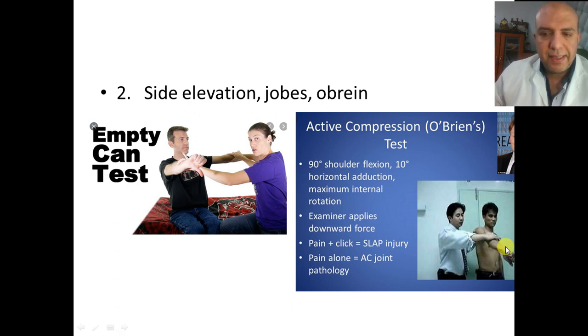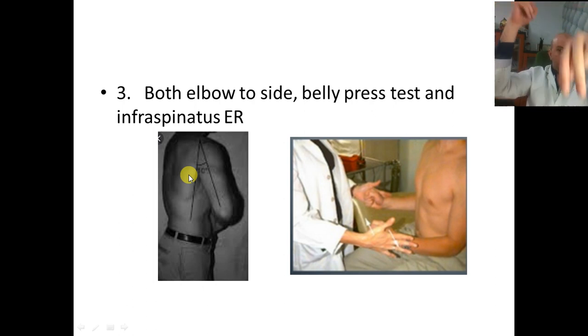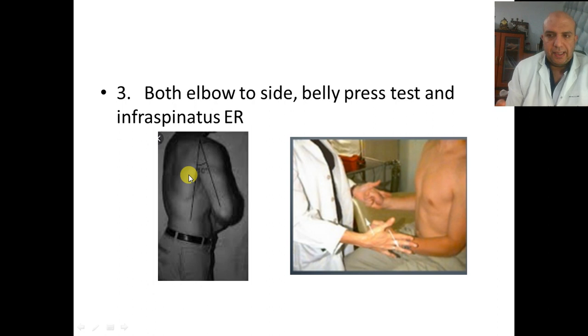This is the O'Brien test in 15-degree adduction, the same position, but in adduction. Okay. Then, so forward elevation and two tests, side elevation with two tests, then to the side.